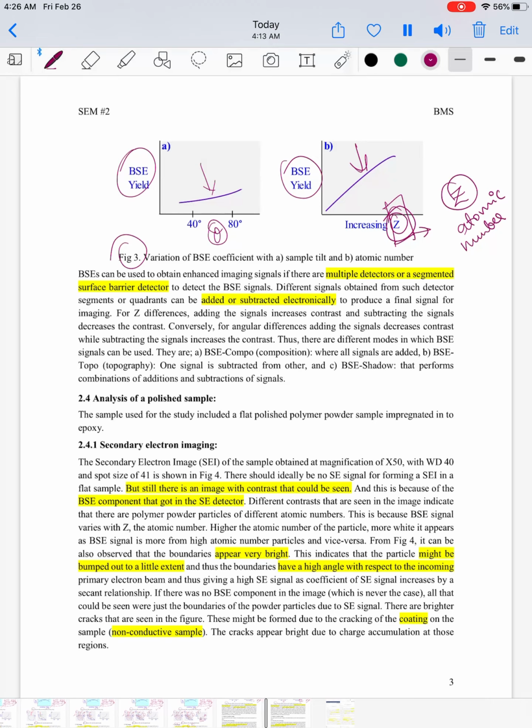So that's all in this video. In the next video, based on this understanding, we'll see how these electron signals can be used to obtain images, as we discussed, 3D and 2D kind of images.